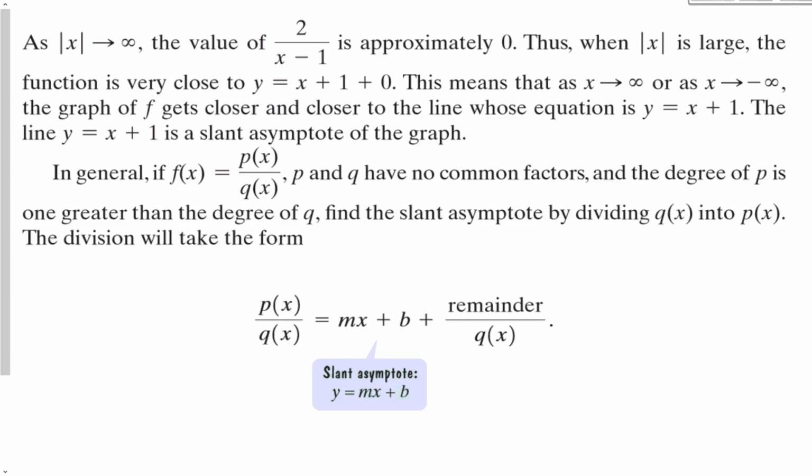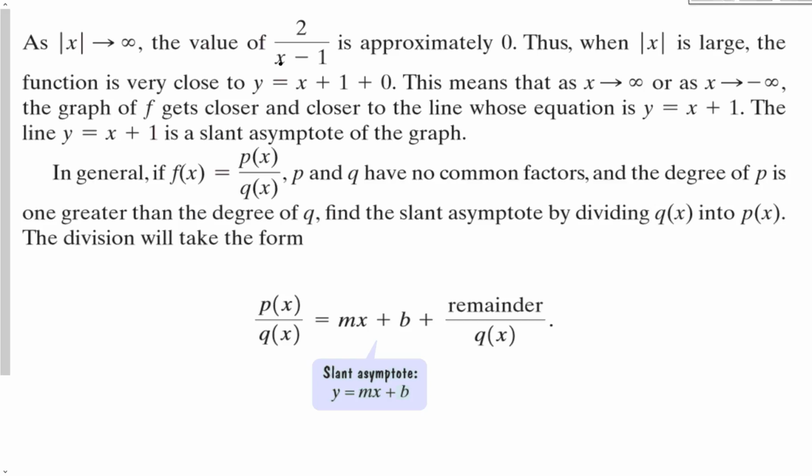This works because as the absolute value of x gets bigger and bigger as it approaches infinity, the value of this goes pretty much to 0. Thus, when the absolute value of x is large, the function is very close to x plus 1 plus 0. This means that as x approaches infinity, or negative infinity, the graph gets closer and closer to the line whose equation is y equals x plus 1. The line y equals x plus 1 is thus a slant asymptote of the graph.